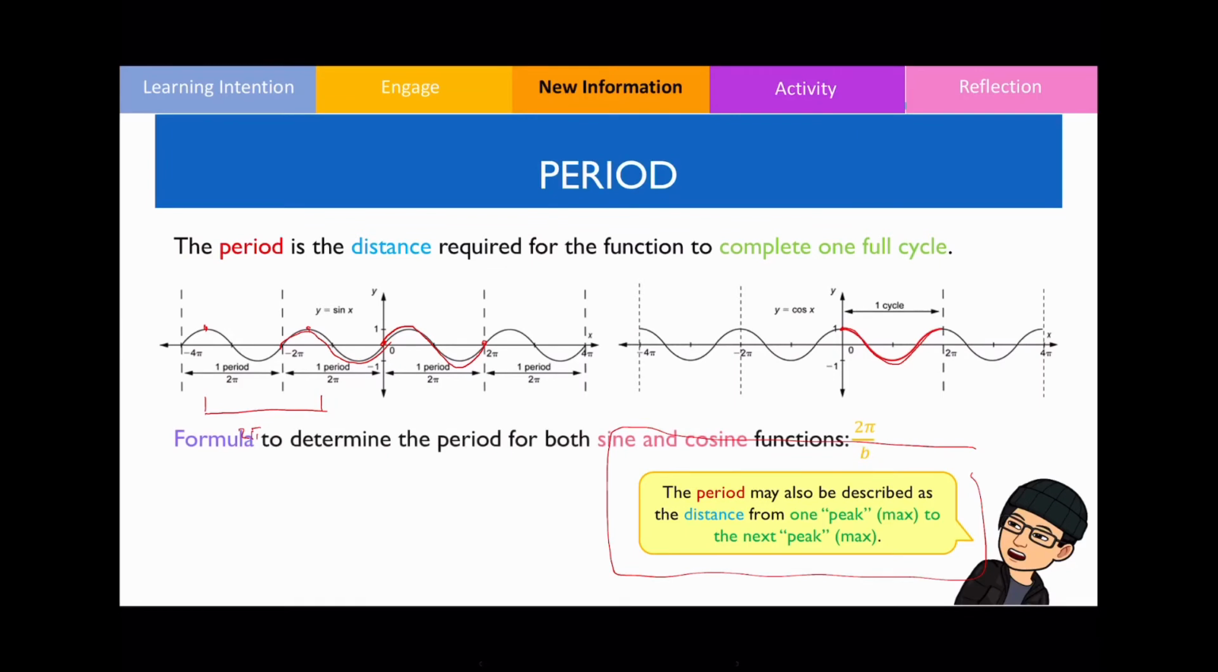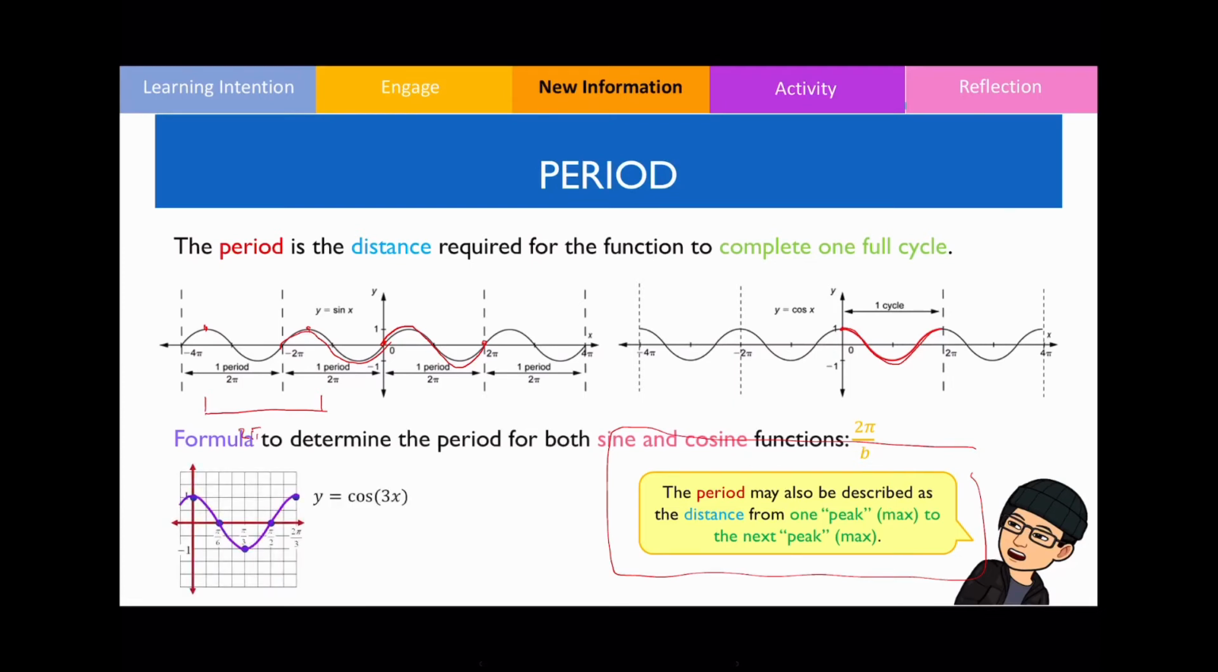So in order for you to work out the period, there is a formula that can be used for sine and cosine functions, and that's going to be 2 pi divided by b. And b is the value that's being given to you in the equation. B tells you the frequency in this case.